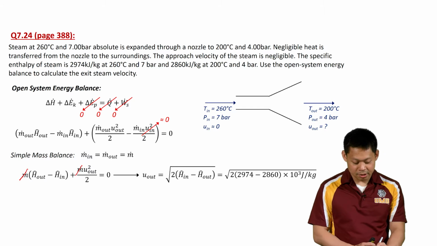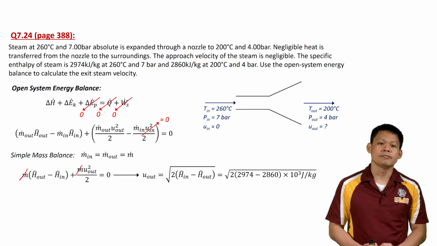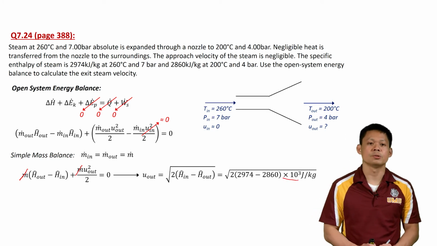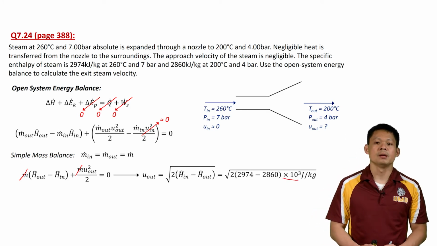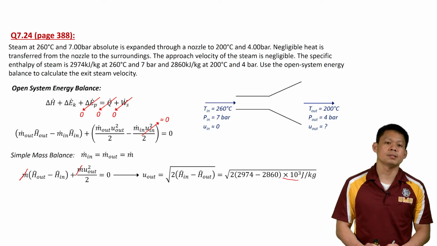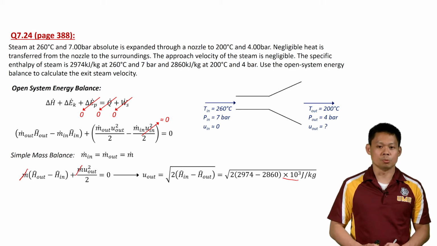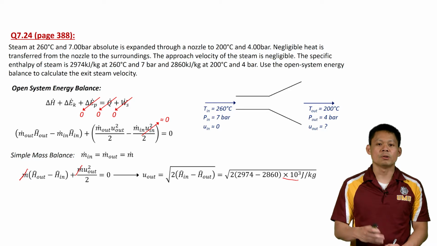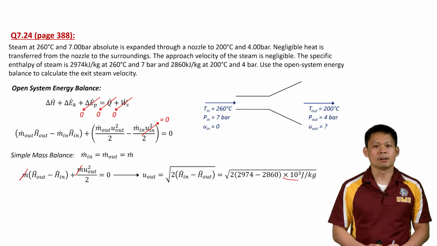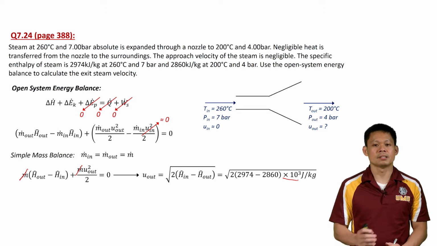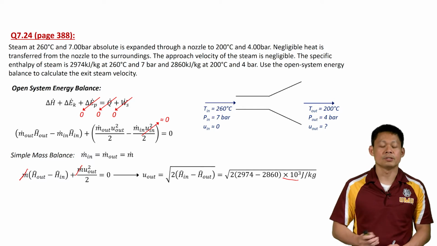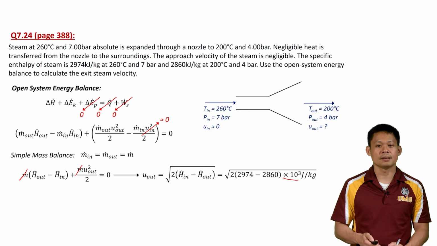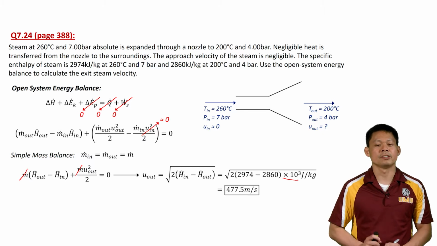What you see down here is the enthalpies are given in kilojoules per kilogram. I'm multiplying by 10 to the power of 3 here to convert to joules per kilogram because I want to keep everything in SI units. The SI unit for energy is joules. By keeping everything in SI units, I know it's going to come out in the SI unit for velocity, which is meters per second. So I don't have to worry about trying to figure out the units.